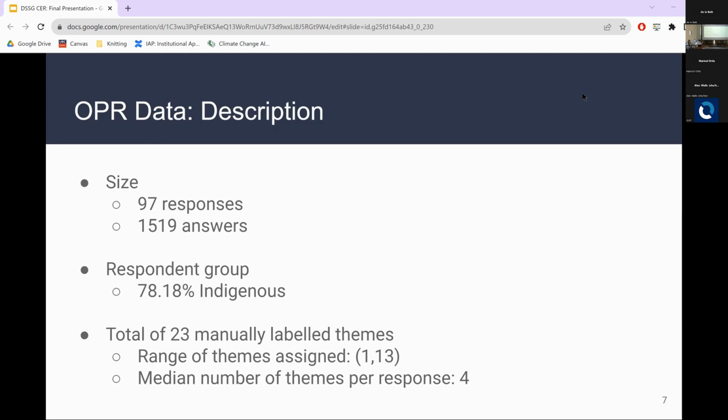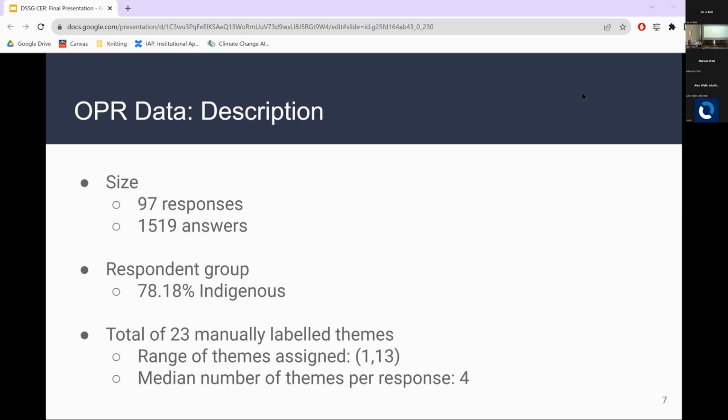Just to give a bit more detail about the OPR dataset itself, 97 organizations replied to this set of questions that the CER posed, providing a total of 1,519 answers. About 80% of the answers in this dataset were provided by Indigenous organizations. The next most frequent organization was industry.